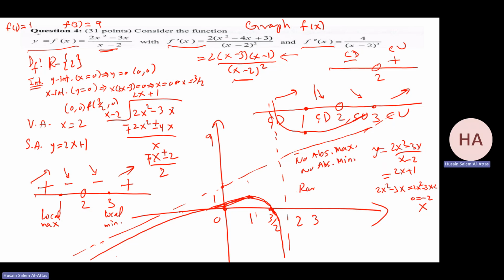And the range of the function is what? From minus infinity to 1, union from 9 to infinity. That's it. Okay.